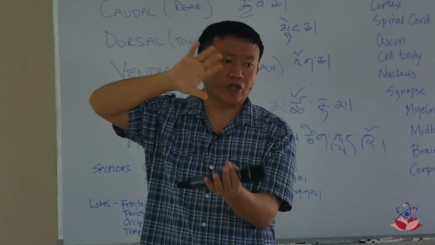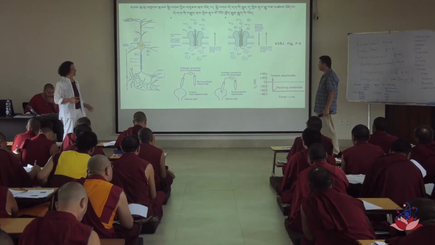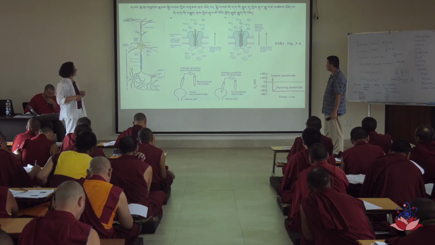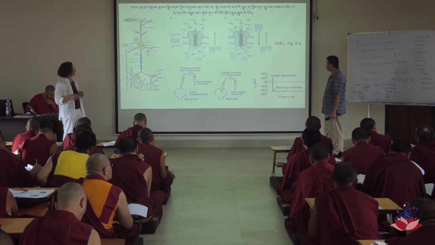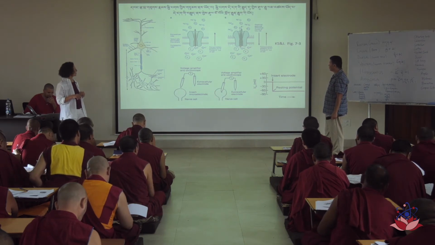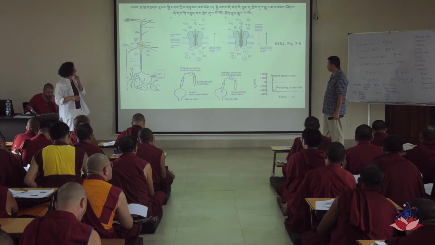So the ions, when the cell is at rest, the ions actually leave the cell in a hyperpolarized state. So there's more negative charge inside relative to outside of the cell. You can see that with the pluses and the minuses.